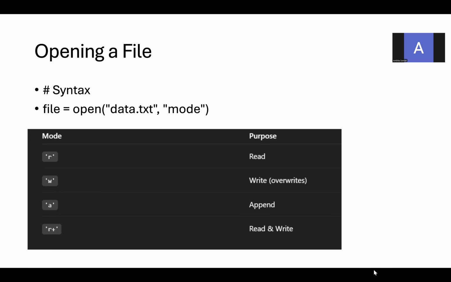In the read mode, the file should exist, and whatever content is already there, you are able to read it. In the write mode, if the file is not there, it is going to create the file and write the content. If the file is already there and has some data, it is going to erase the data and write the new content to the file. In the append mode, if the file is already there with some content, it is going to add extra data to the existing content. Read plus means it is going to do both read and write operations.